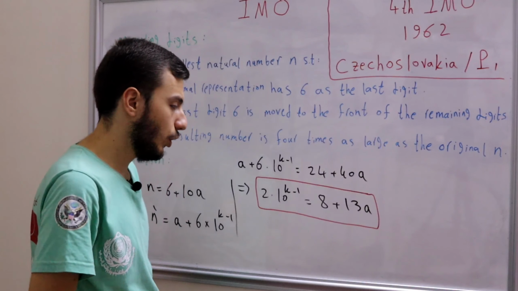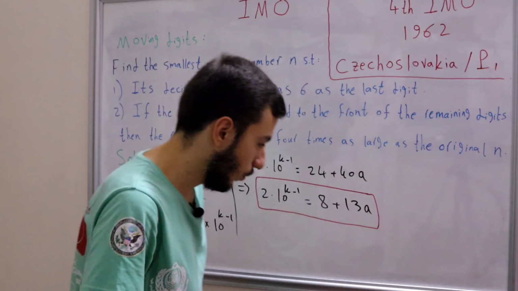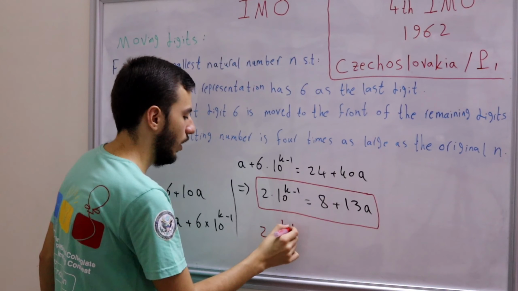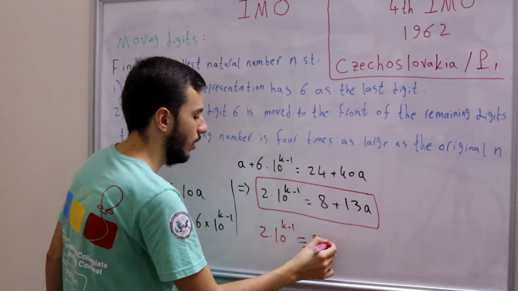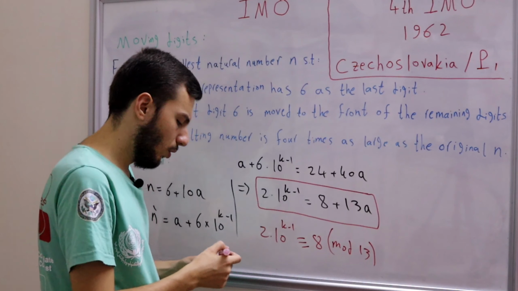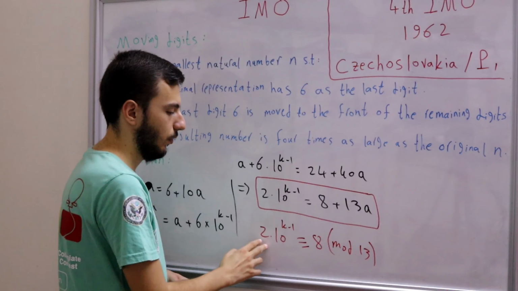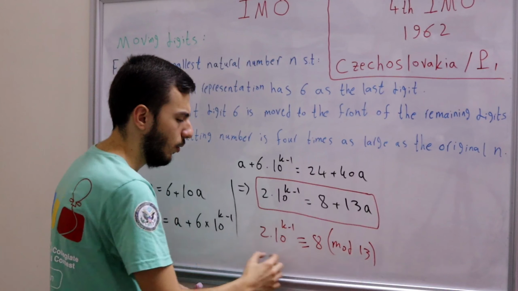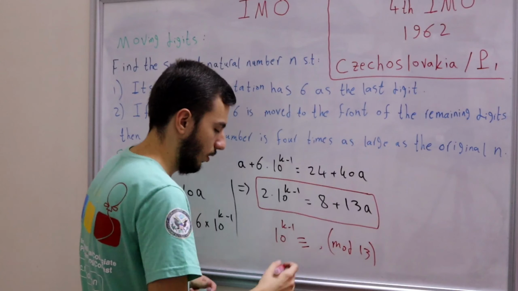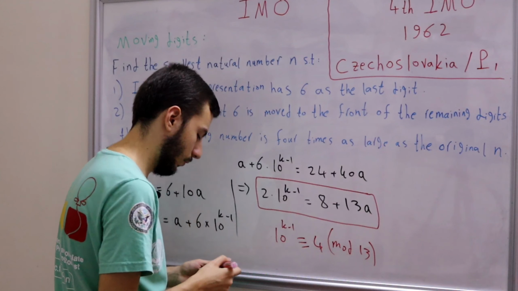So now we have an equation, using modulo, of course. So what is our equation? It's simply 2 times 10 to the k minus 1 is congruent to 8 modulo 13. And because 2 is coprime with 13, we can divide both sides by 2. So let's get rid of this 2, which is really cool. These are just some really simple properties about modulo. So this is just 4.